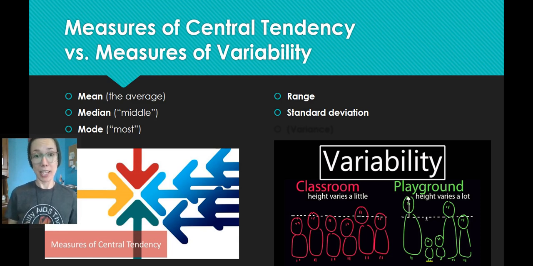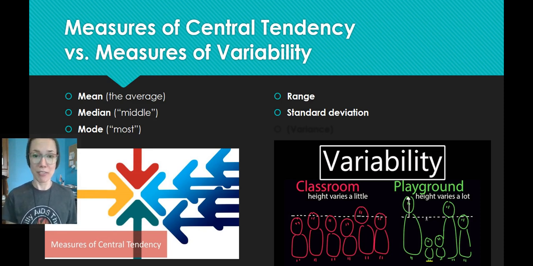So mode is going to represent the response or the data point or whatever that is most common among the people that we're studying. If we're taking a look at height, then the mode would be whatever height is most common for the kiddos who are attending that class or that elementary school or whatever.